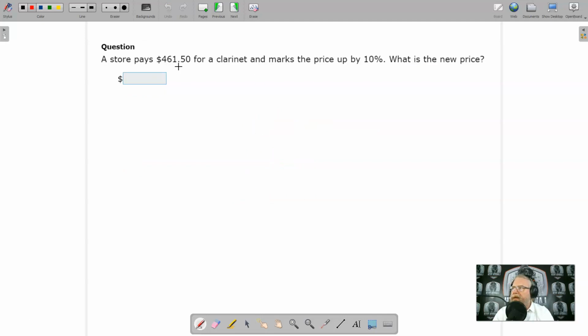A store pays $461.50 for a clarinet and marks the price up by 10%. What is the new price? So now we're going to have to be careful because we need to find the markup. We need to find the markup and then add it to the original price as well to find out what the new price is. So we're going to have to do a little bit of extra work there. So we need to know 10% of 461.50. And this is going to give us our answer that we'll call x.